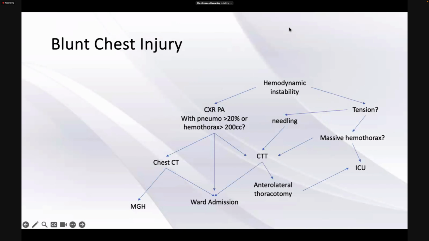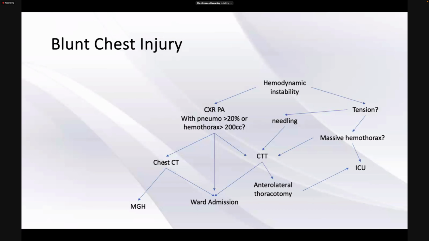So for a blunt chest injury, again, ang tipping point mo will be your hemodynamic instability. Kasi kung blunt chest, we are thinking of tension pneumothorax. Kung nag-bleeding ka, you have to do your CTT. Kung hindi siya tension, is it massive pneumothorax? So dapat pleural decompression, pero not by needling, but rather by a CTT as well.